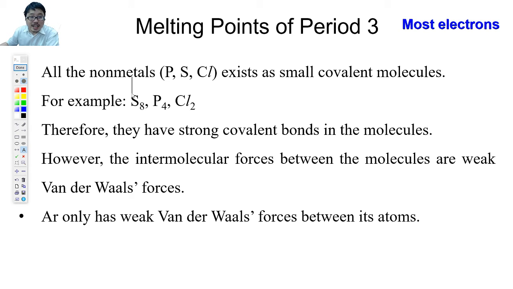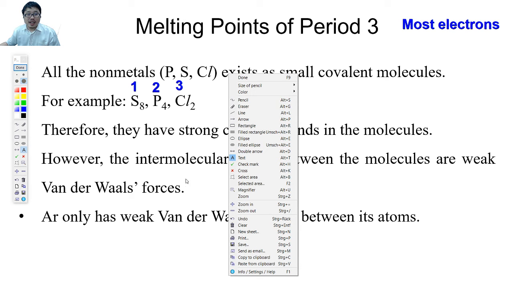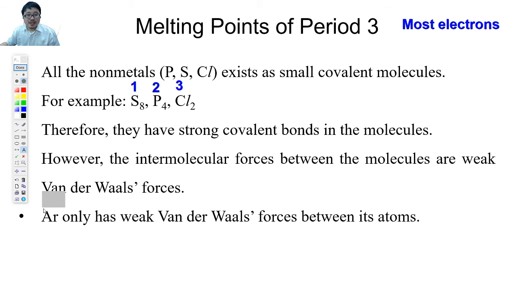Number 1 spot is actually S8. Number 2, P4. Number 3, Cl2. Number 4, argon. Because S8 has the most electrons, among the 4 nonmetal elements of period 3, it will have the highest melting point. Because it has the most electrons, its van der Waals forces will be the strongest. Followed by P4, followed by Cl2, followed by argon.